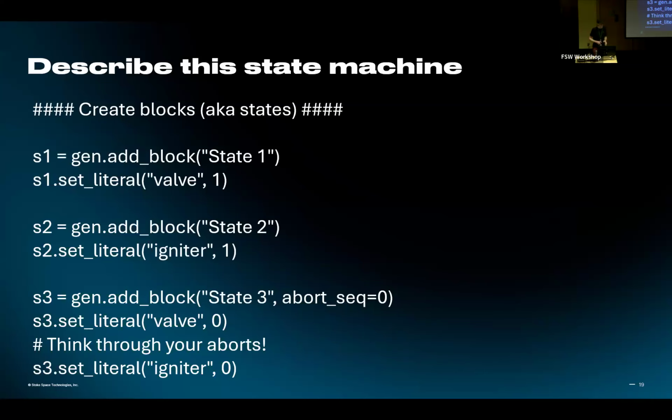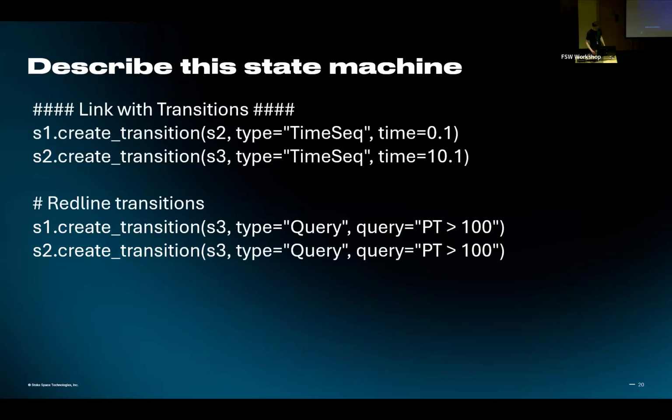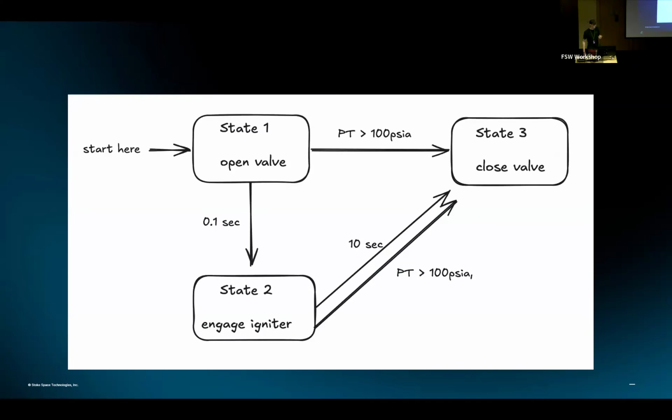So let's use Python to try and build the state machine. We're going to add 3 states here, do the actions in the state machine, and then link them with transitions. The first 2 are just our time transitions, and the second 2 we'll consider our red line transitions. This is great. It gets us our state machine. It works, and it lets us describe kind of arbitrarily complex state machines.